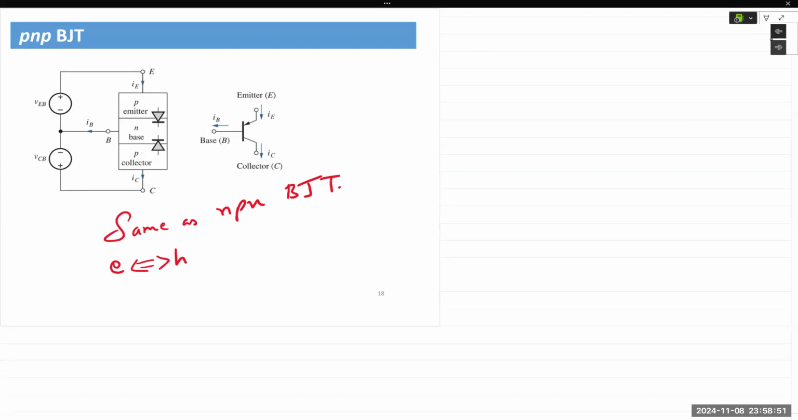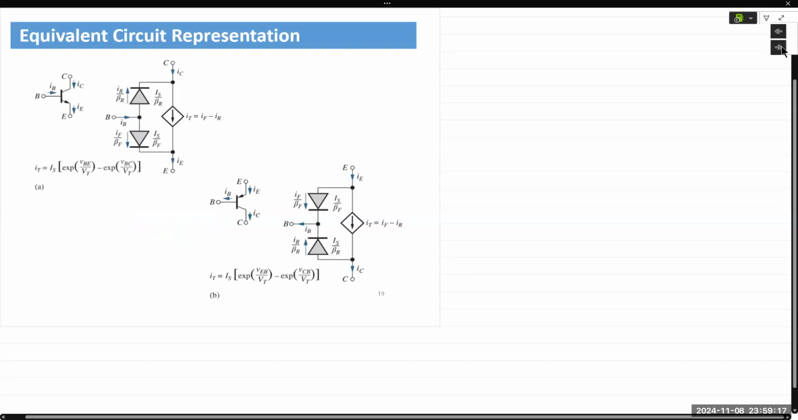The current flow changes. The emitter current is no longer coming out, it's actually going in to the BJT. The collector current also is not going in, it's coming out of the BJT. All other conditions remain exactly the same. Okay, so PNP BJT transistor behaves exactly the same as an NPN BJT transistor.